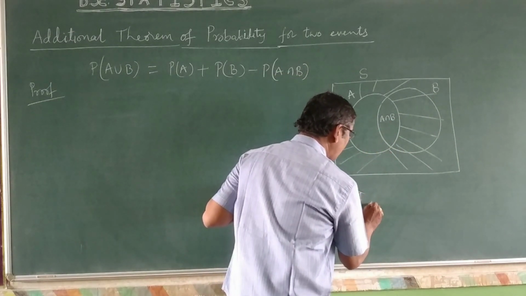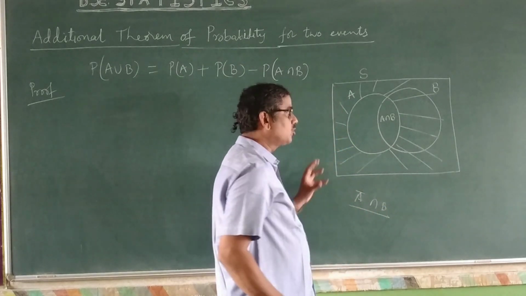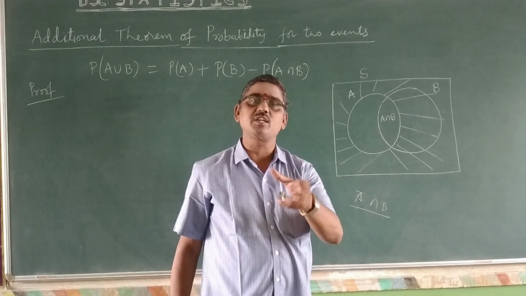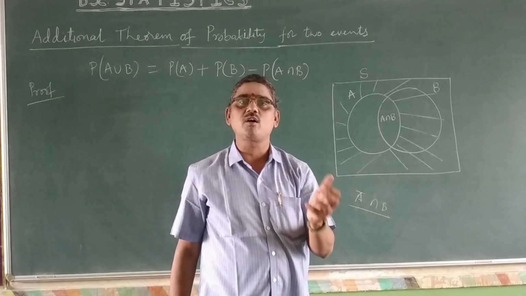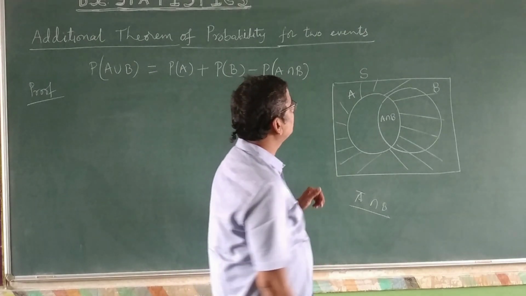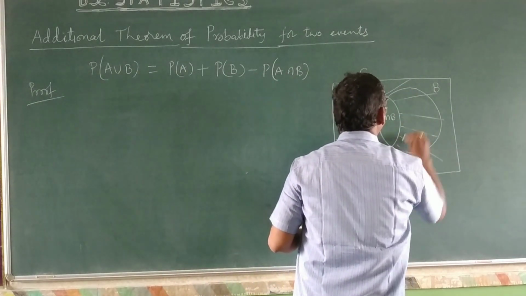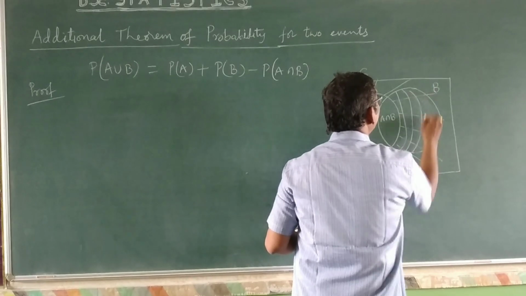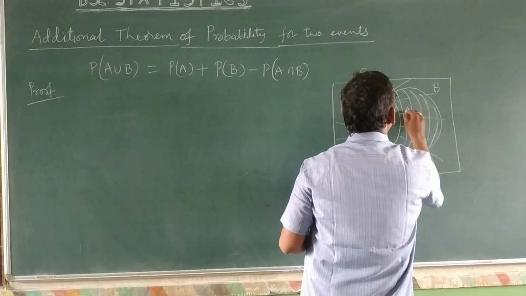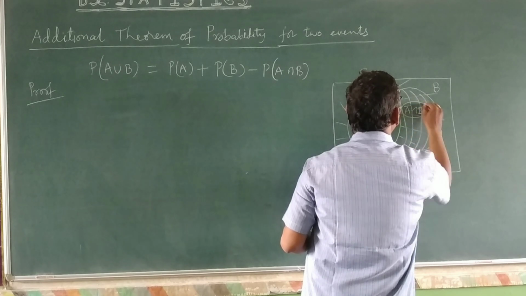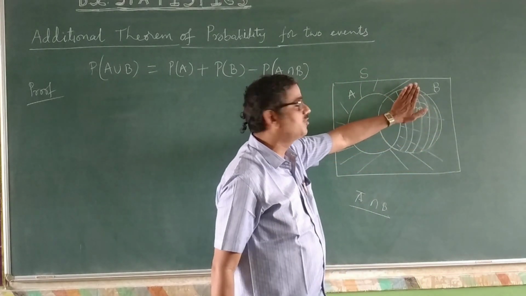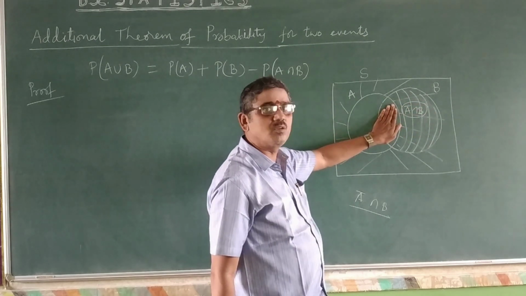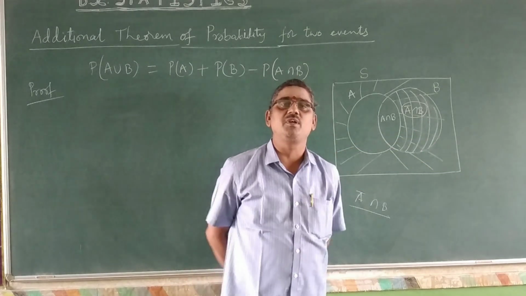This is the intersection between A complement and B. So I write A complement intersection B. Only this particular part of B, which is not in A intersection B. Only the part of B other than A intersection B. That is nothing but A complement intersection B.